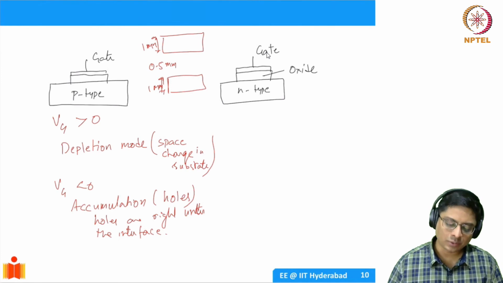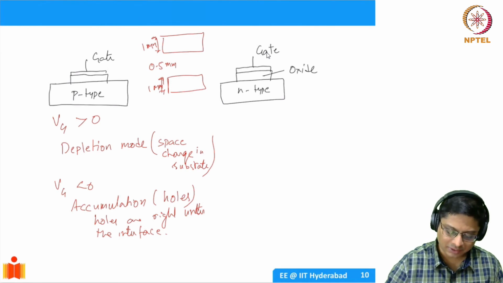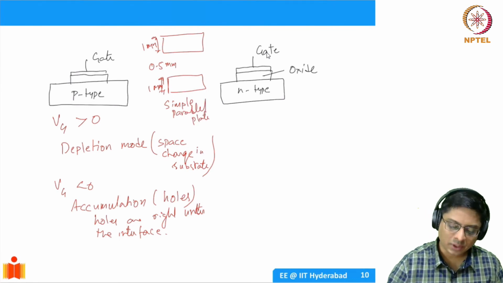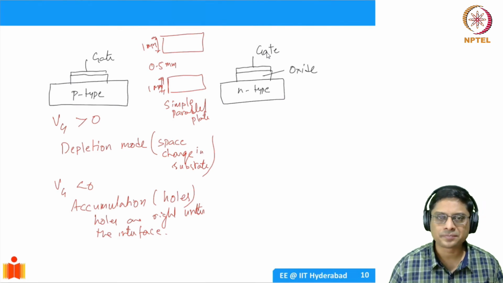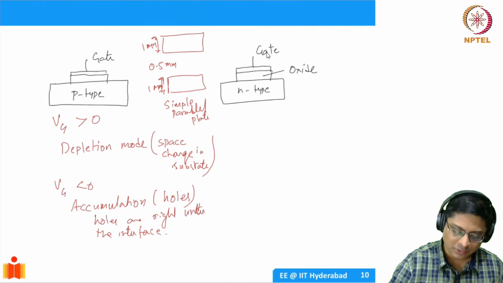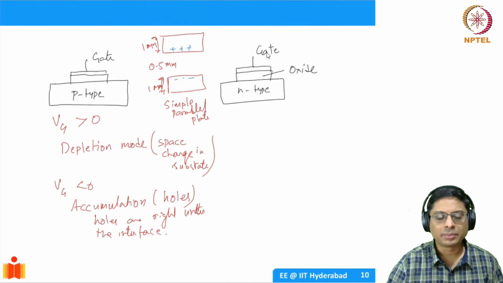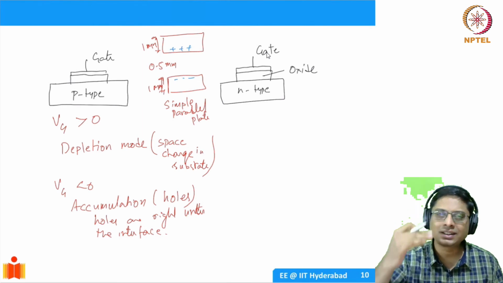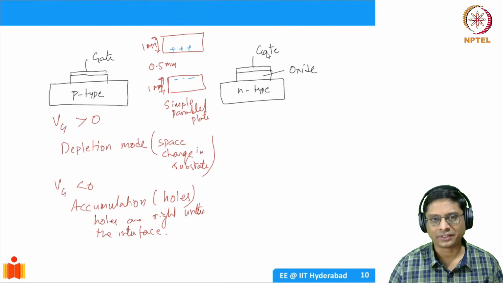So now if I apply voltage to this simple parallel plate capacitor, where will the charge be? Let's say if you have positive charge here, there should be a negative charge. But where will the charge be physically? It will be at the edge of the metal, right?